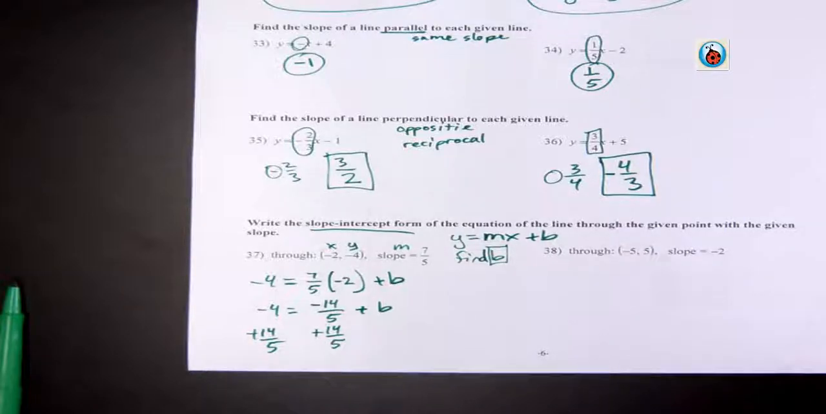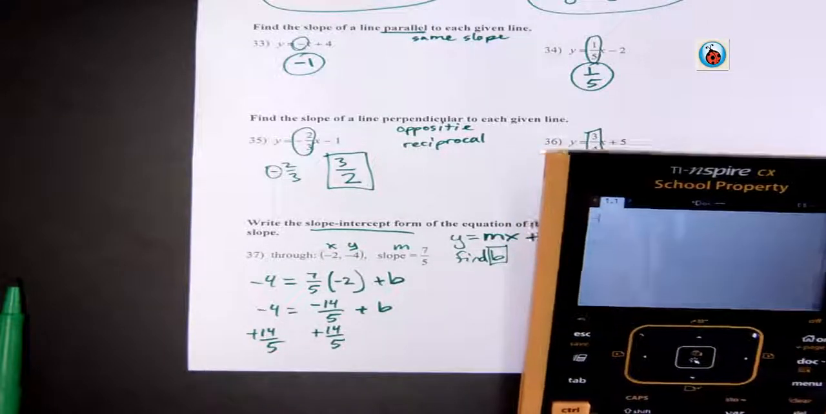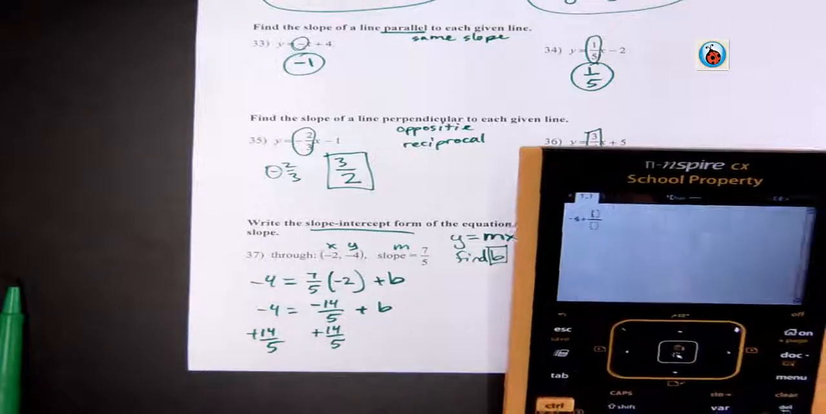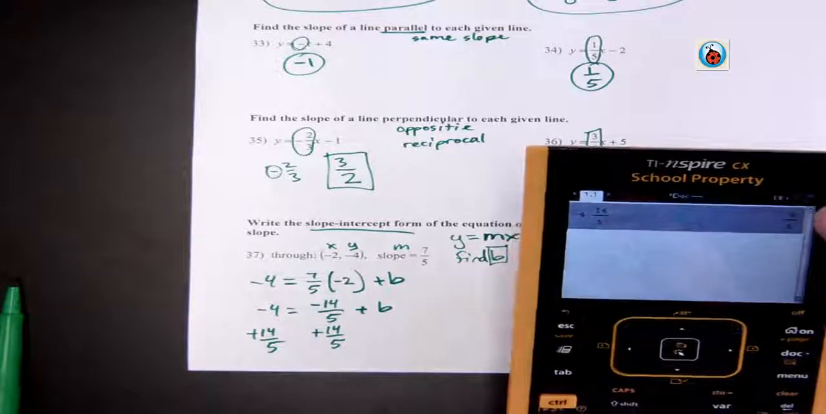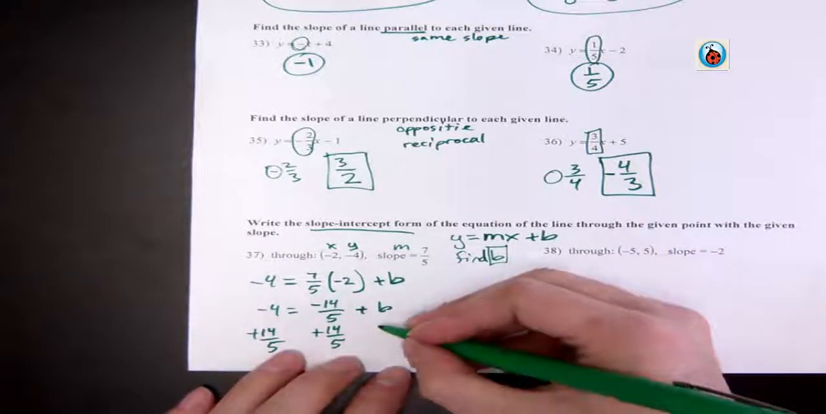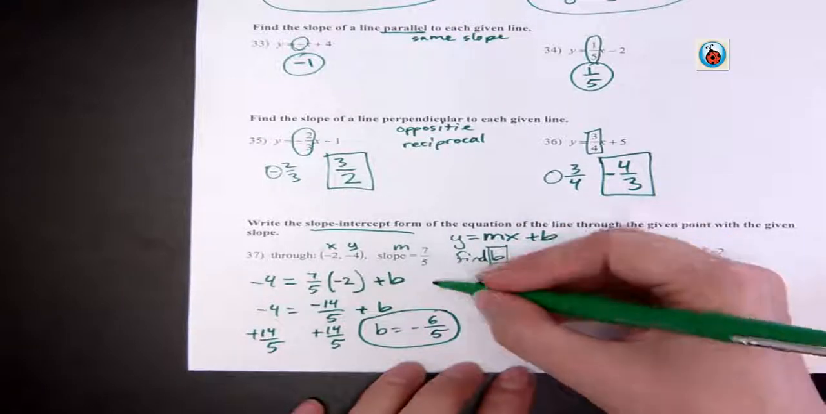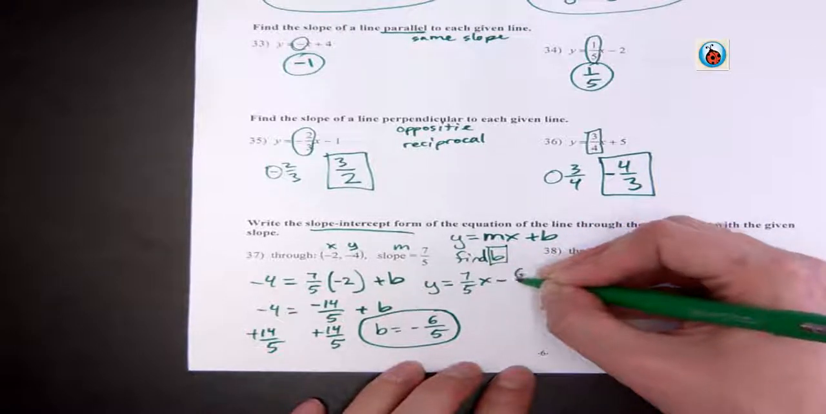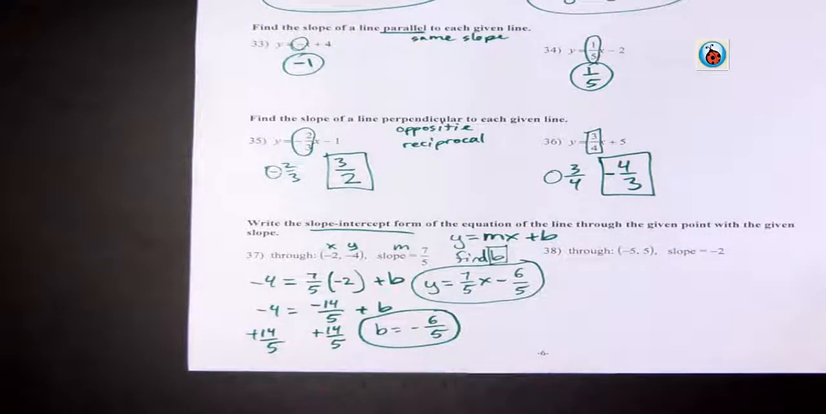Because this is not a lesson in fractions, we're just going to type it into these graphing calculators that do fractions for us. So I type in my -4 plus, and then control divide gives me that fraction box. So 14/5. And it tells me -6/5. Okay? So b equals -6/5. So then my equation is y equals 7/5 x minus 6/5. So the equation, you go ahead and plug in the slope and the b that you found.